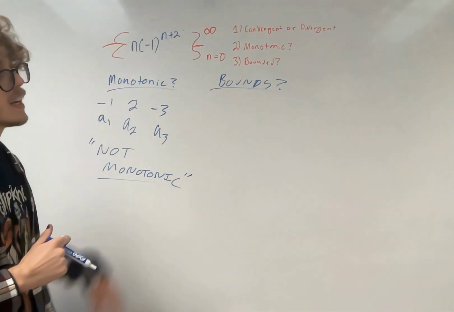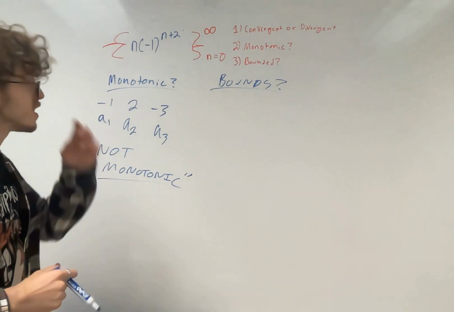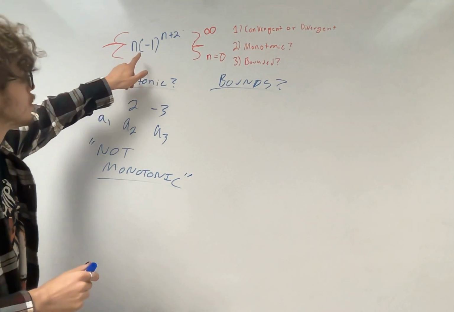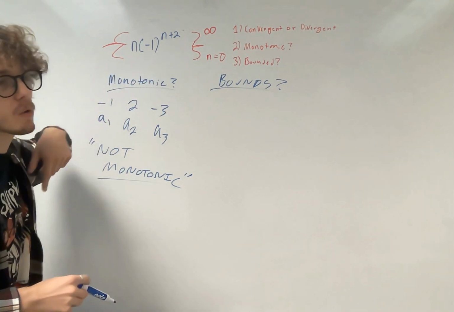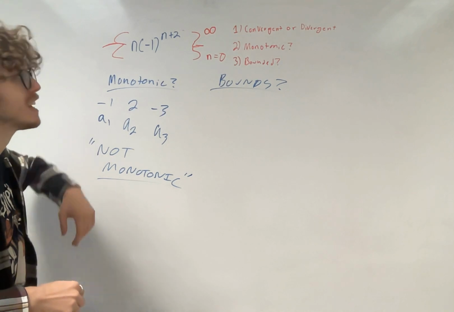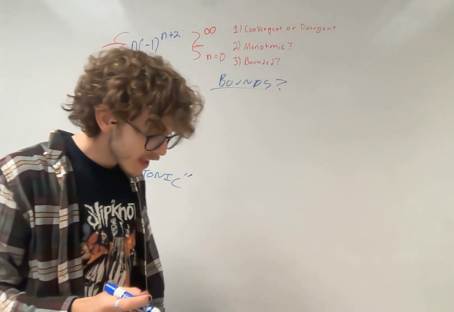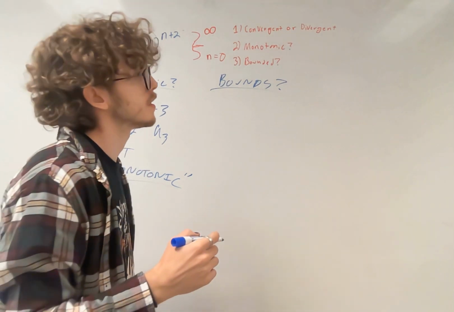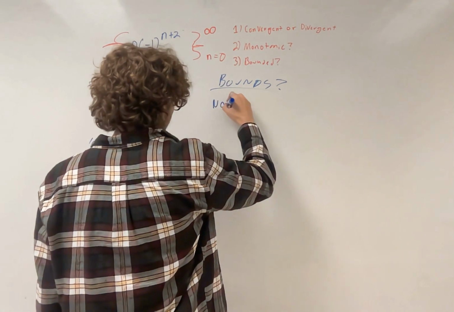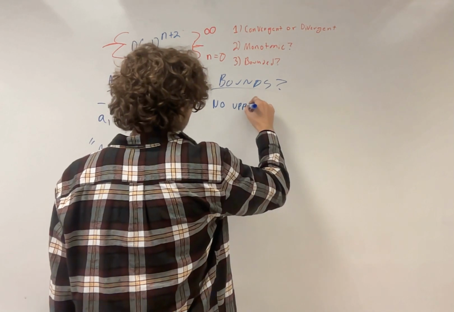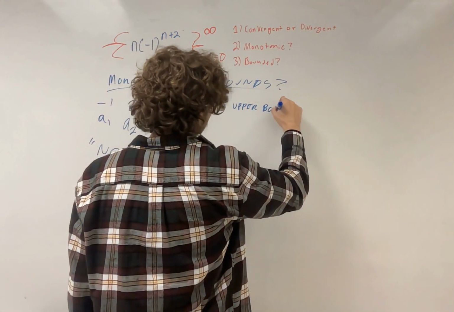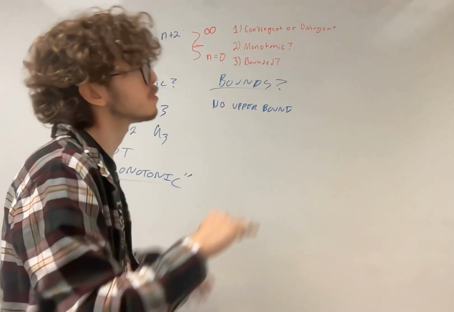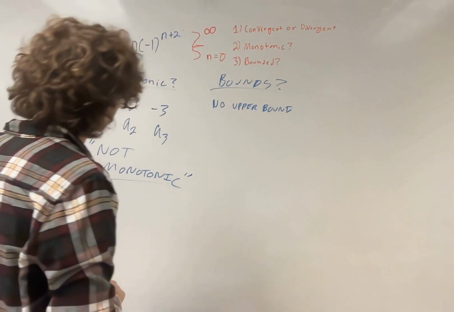The bounds do not exist, and the reason for this is, notice for every term that we plug in, this number grows. We can't plug in 5 million and get a lower number than our previous terms, okay? It's always growing. And because of that, there is no upper bound, so we are not bounded above. There's no ceiling to this function.